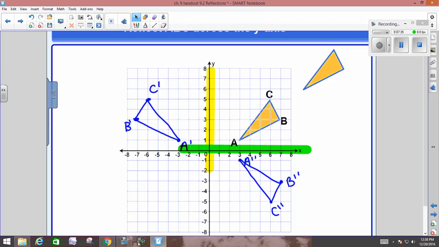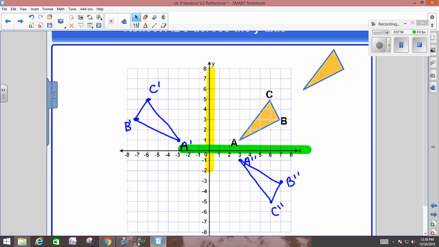I'm using double prime since I'm putting them on the same graph. If I had 2 separate ones, then it wouldn't really matter. Again, on the left, you're supposed to fill in the blanks for the ordered pairs for A double prime, B double prime, C double prime.